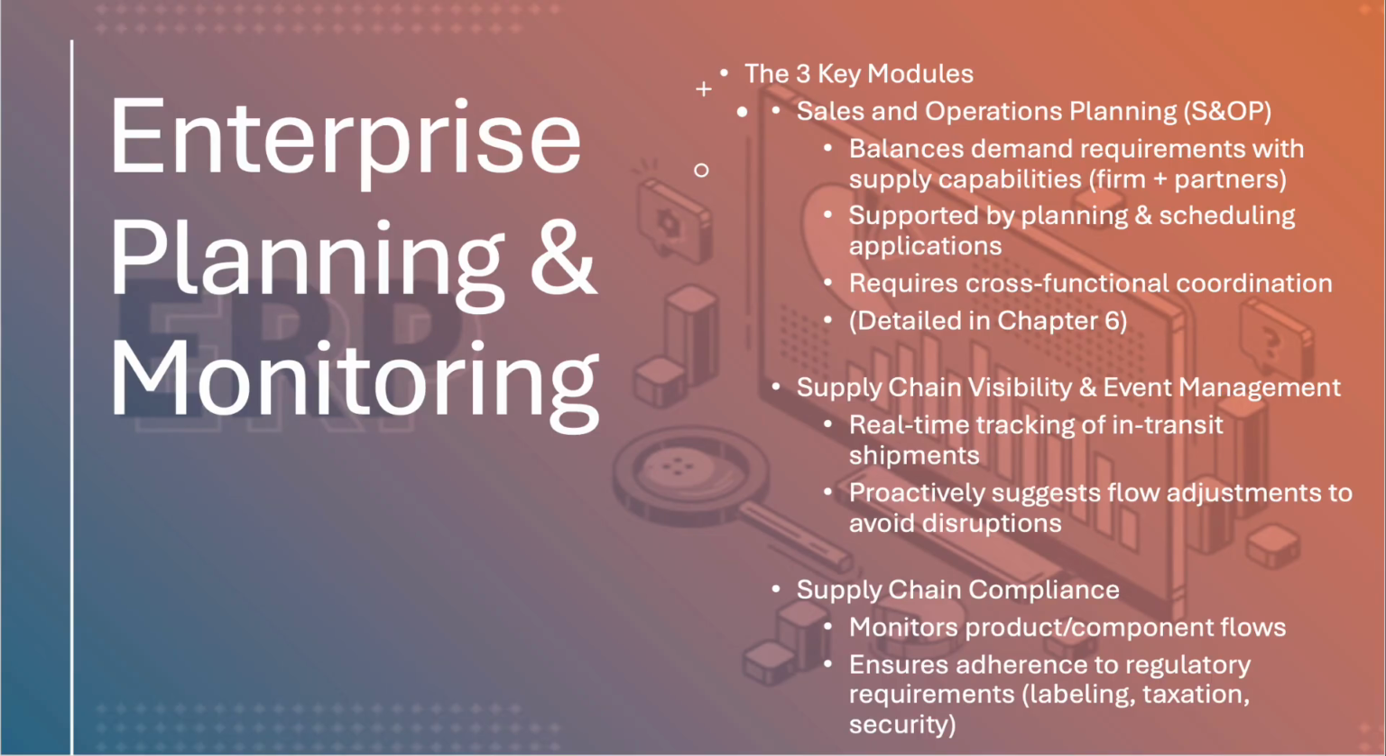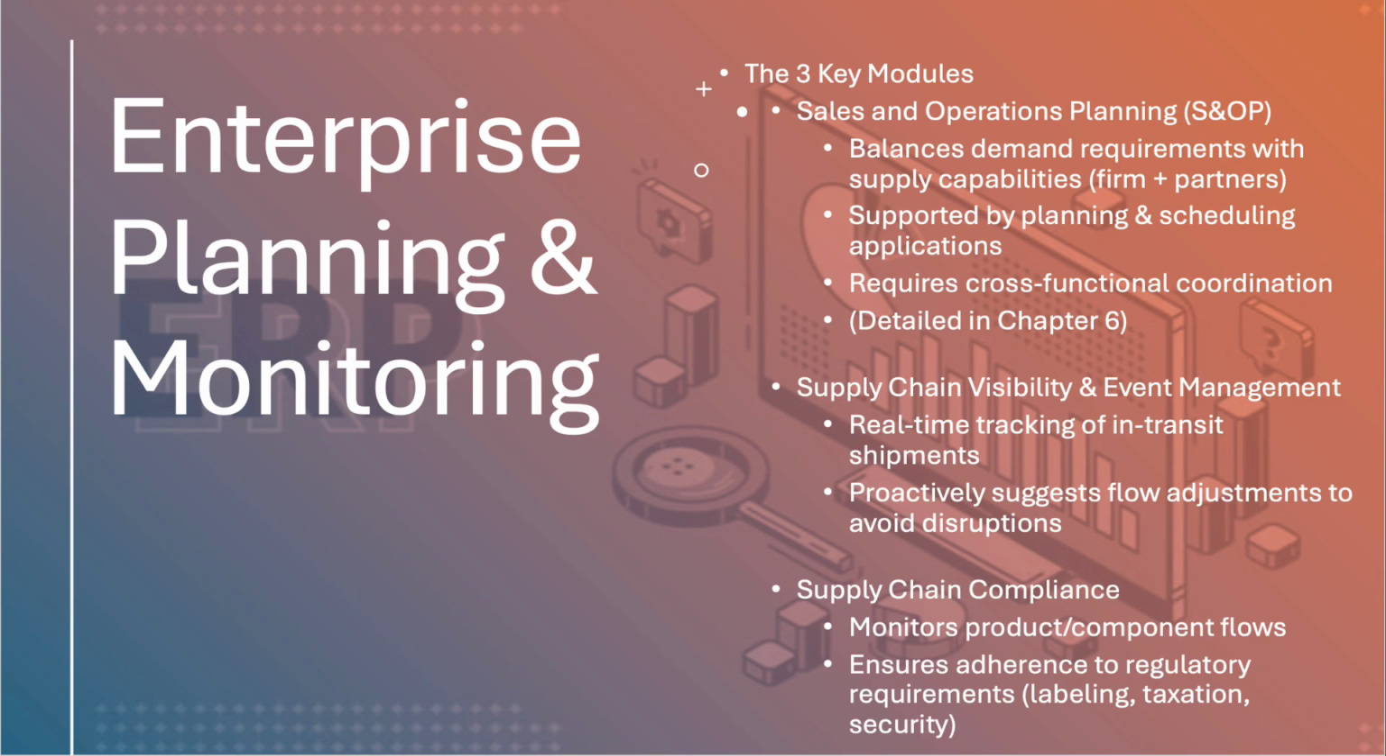Compliance systems monitor product and component flows to ensure adherence to regulatory requirements, such as labeling, taxation, safety, security, and documentation rules. Again, the key requirement for success is standardization across internal functions and supply chain partners. At this point, we are moving from day-to-day execution to proactive planning, visibility, and regulatory alignment. These capabilities set the stage for more advanced technologies, such as blockchain.